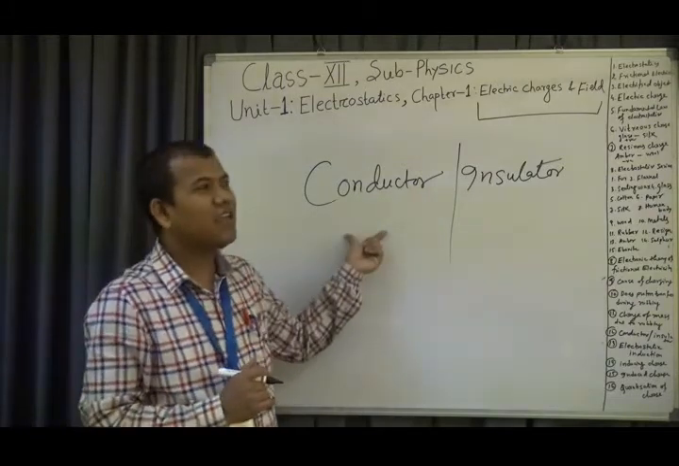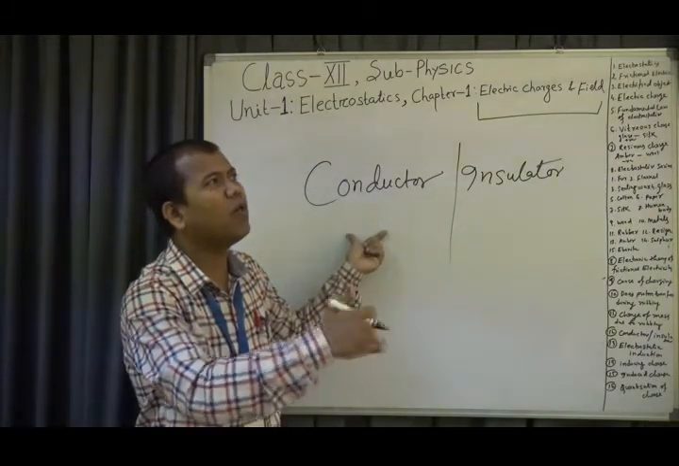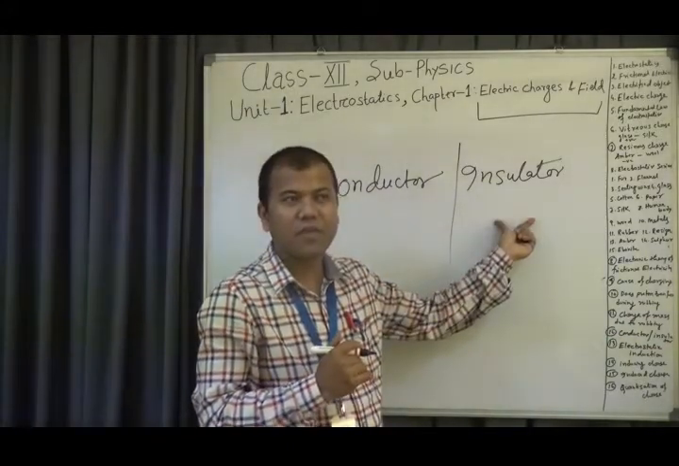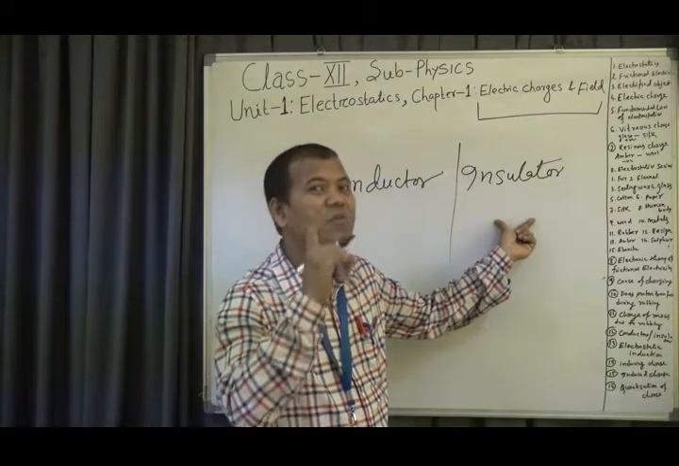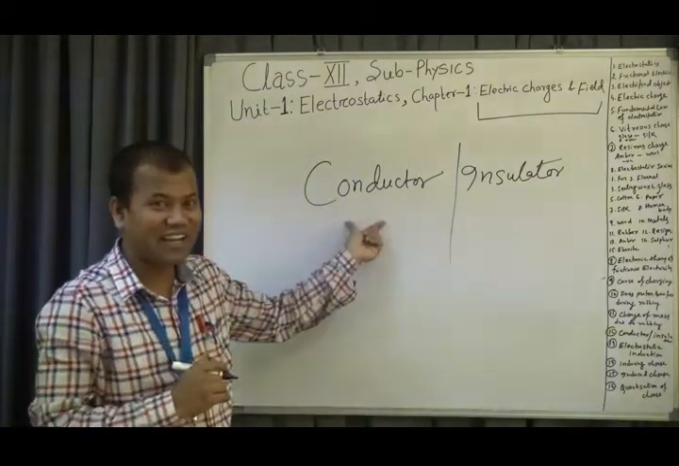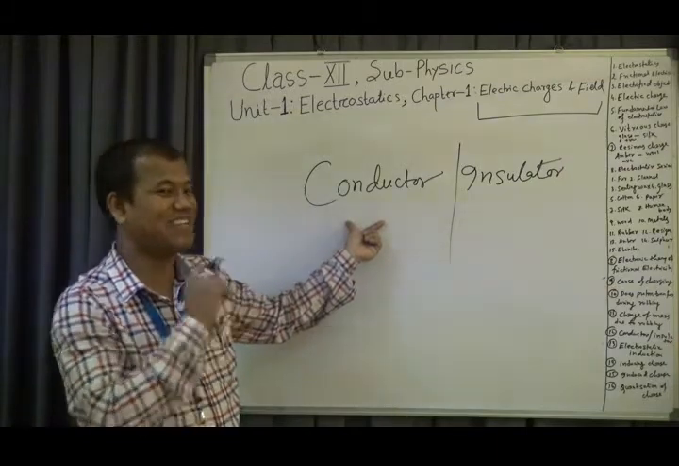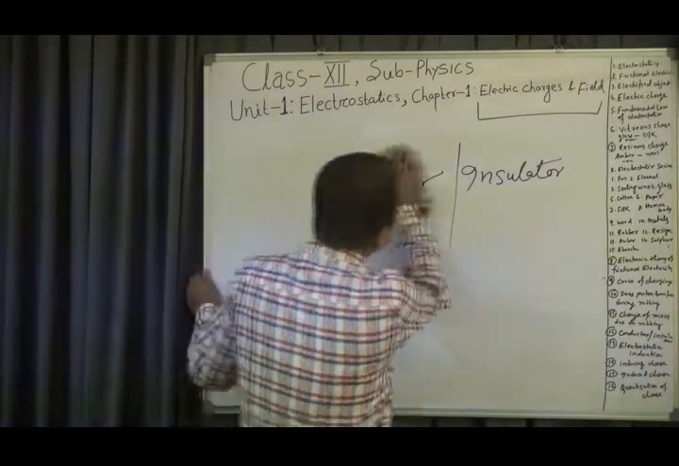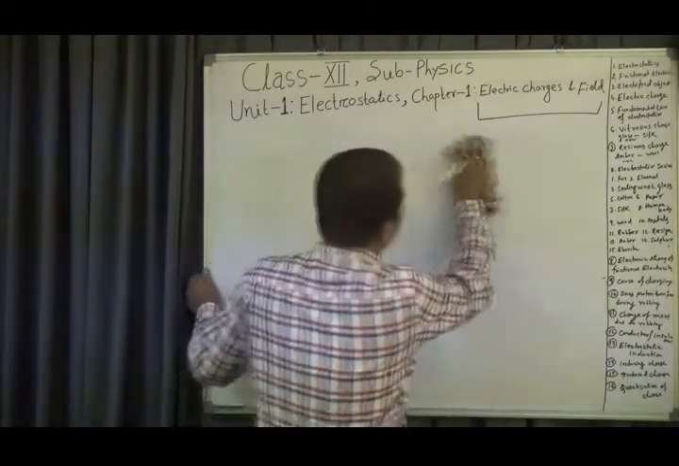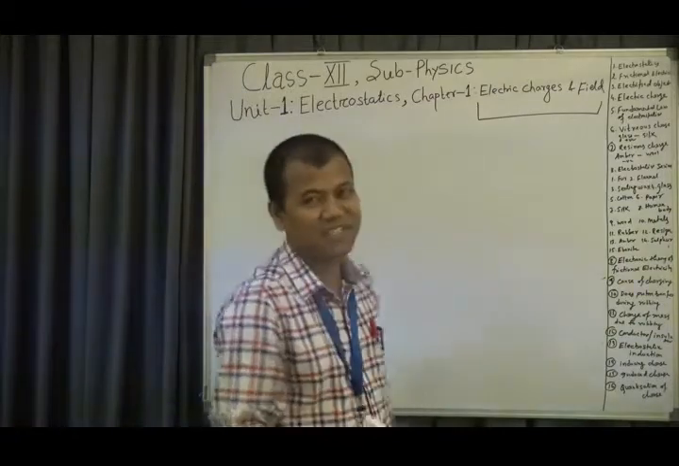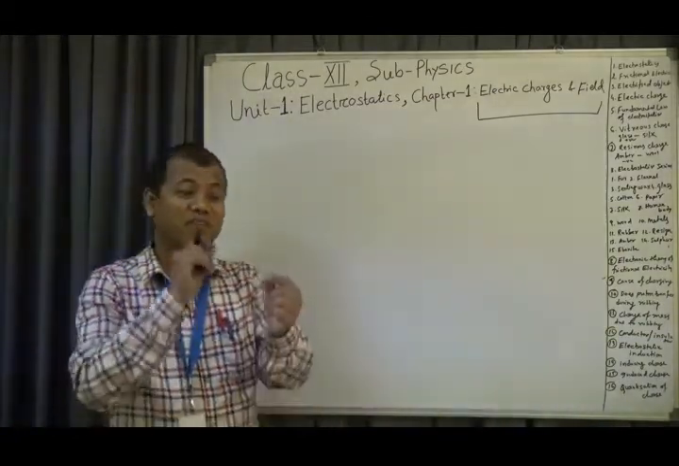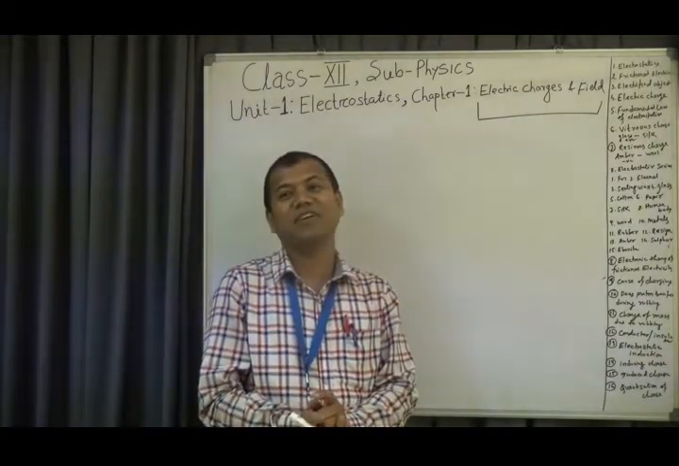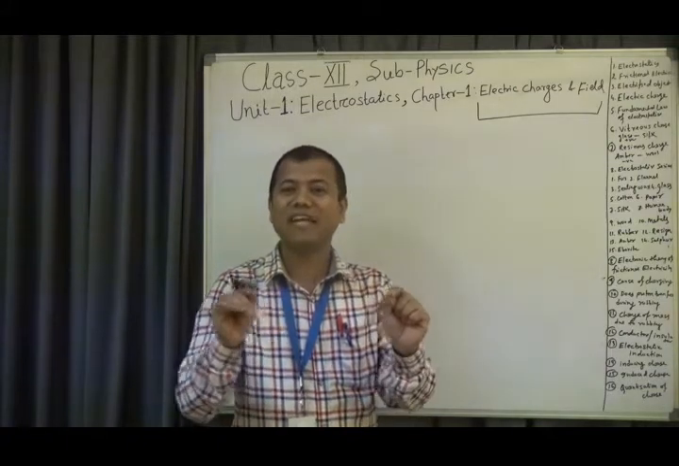If we move to a deeper concept, what can we say? In case of an insulator, the work function is more, and in case of a conductor, the work function is less. That is another concept. So this is about conductor and insulator. A conductor has more valence electrons, and an insulator has no valence electrons.